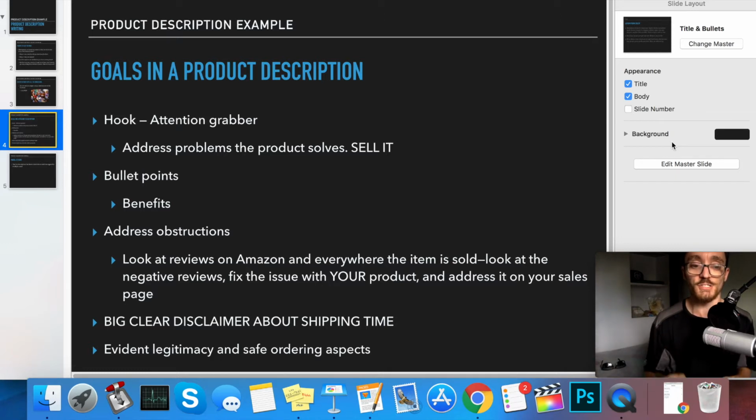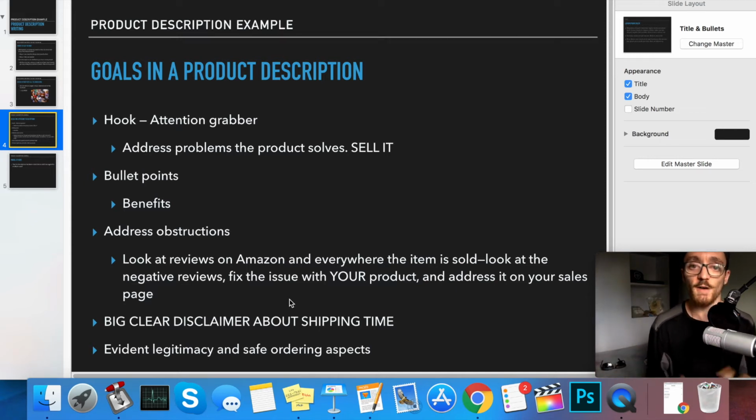Because in the sales page, you're going to address all the reasons that somebody will not want to buy the product, and you're going to show them a reason why that is not a concern. And one tip is you could actually look at the reviews of a particular product on Amazon or anywhere else where it's sold, and you could look at the negative reviews that people have left.